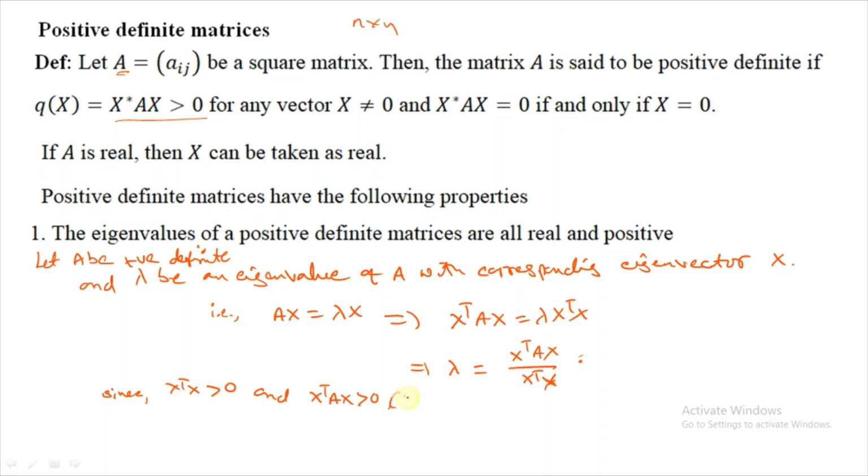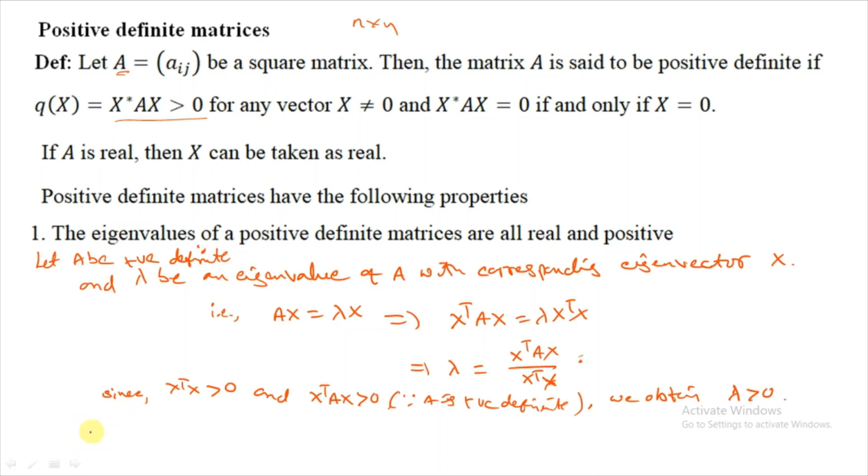You can write, since A is positive definite, x transpose x is positive, which we obtain lambda is positive. A is positive definite, so we get lambda is positive. Now you have to show that this is real.